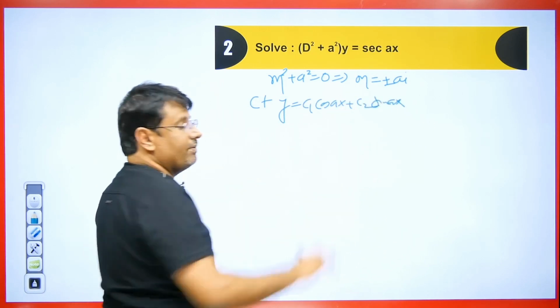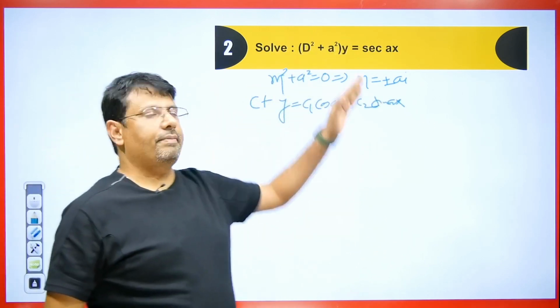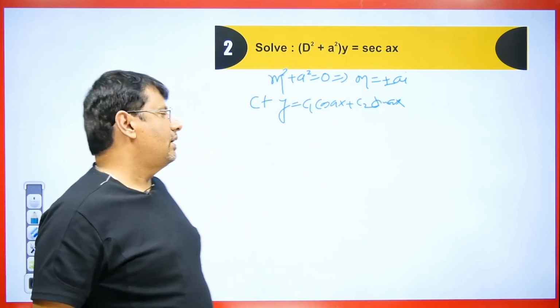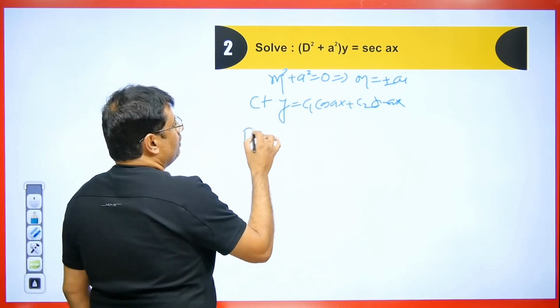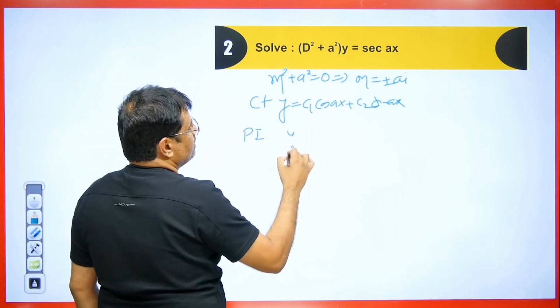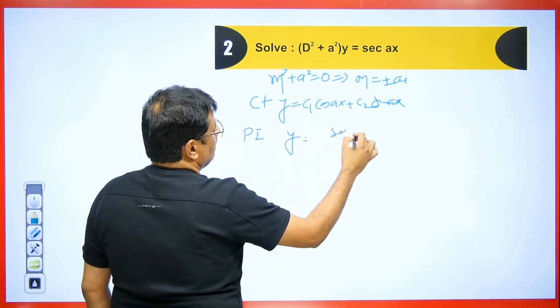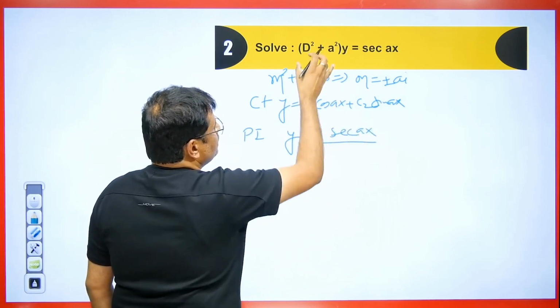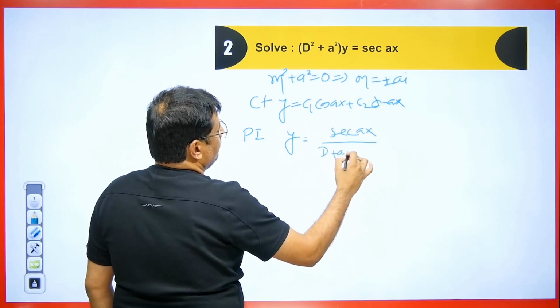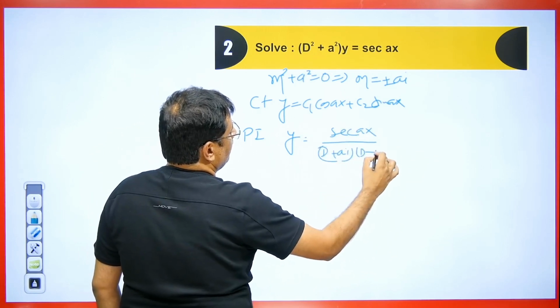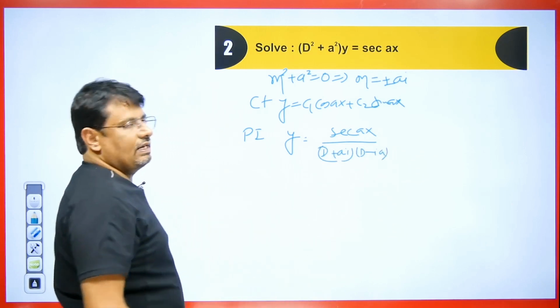This can be done very easily using variation of parameters. You can also watch the video of this on our channel. Here we will find its PI. To find the PI, what will we do? We will take this to the denominator. Thus we get sec ax divided by d square plus a square. We write it as d plus a iota multiplied by d minus a iota. We need to keep that in mind.